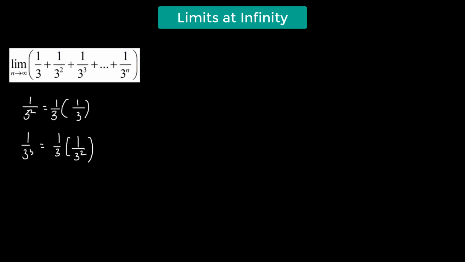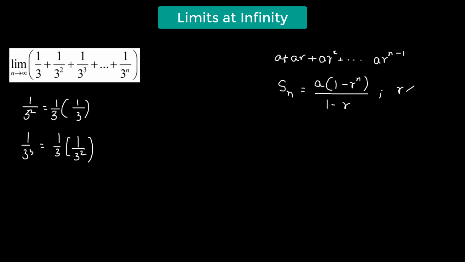We know that if a geometric series is given by a plus ar plus ar squared all the way up to the nth term, which is ar to the power of n minus 1, where a stands for the first term and r is the common ratio, determined by dividing the second term by the first term, then the sum up to n terms is given by a times 1 minus r raised to the power of n, divided by 1 minus r. That's when r is less than 1.